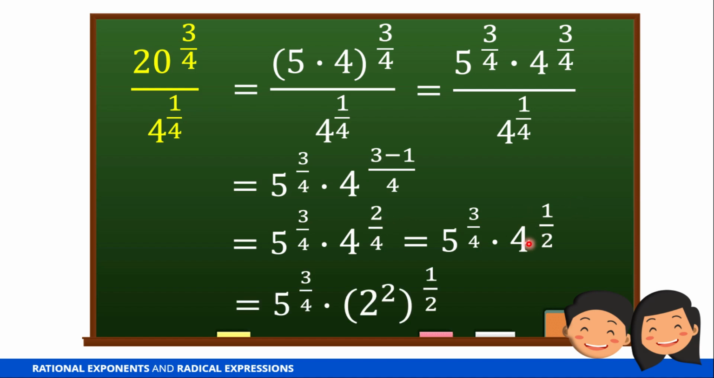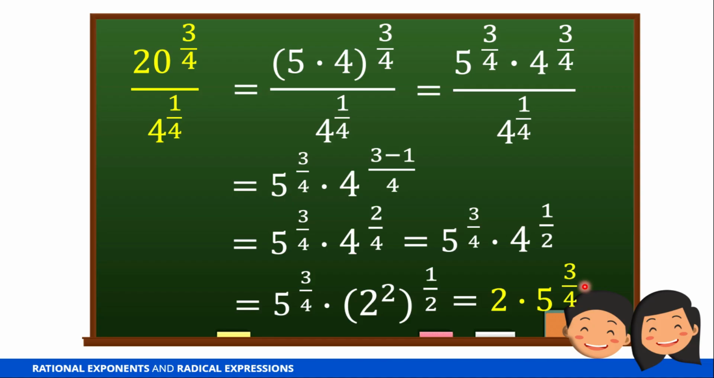Maaari pa nating i-simplify itong 4 to the 1/2 power. Okay? So, kopyahin muna natin yung 5 to the 3/4 power times yung 4, maaari pa natin kuhanin ng exponential form ng 4 na 2 squared. Okay? So, 2 squared, yung exponent na 2, maaari pa natin i-multiply dito sa 1/2. So, we have 2 times 1, that's 2 over 2. So, marireduce natin yan into 1. So, ang ating final answer, yung 2, meron tayong exponent na 1 na nanggaling dito sa 2 raised to 2 over 2. So, 2 over 2, that is equal to 1. And then, kopyahin lang natin yung 5 to the 3/4 power.